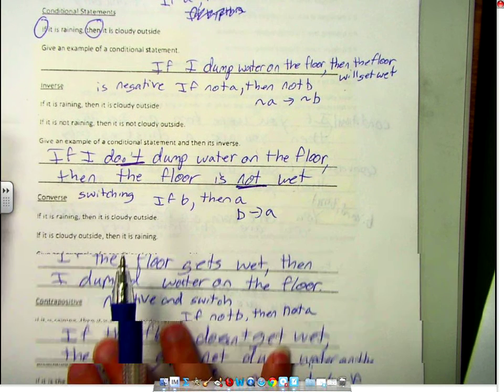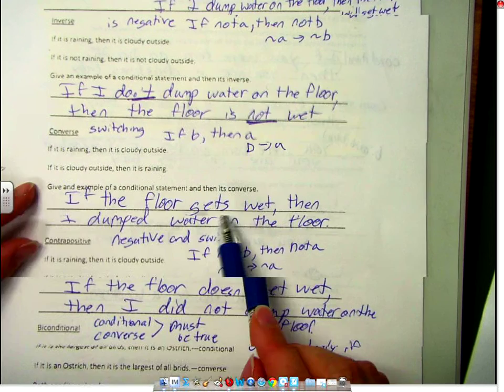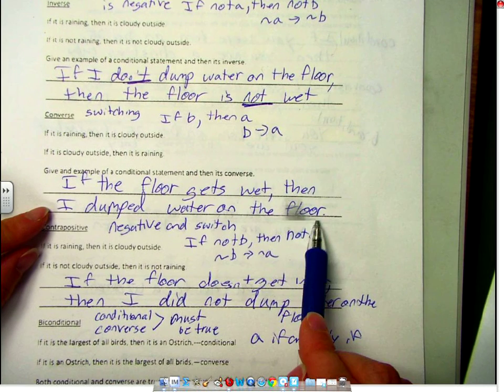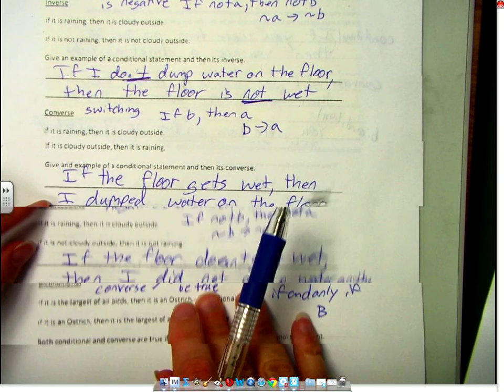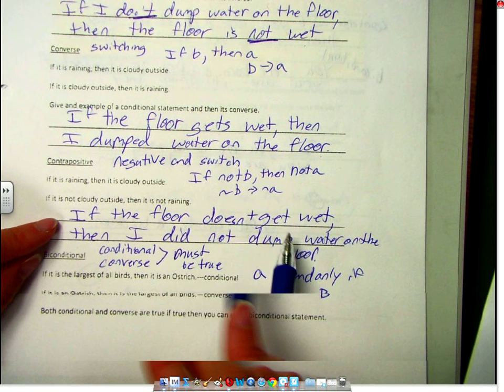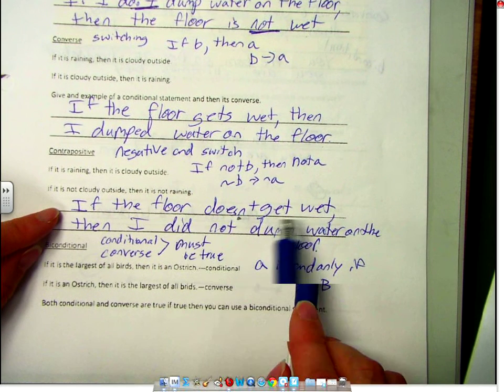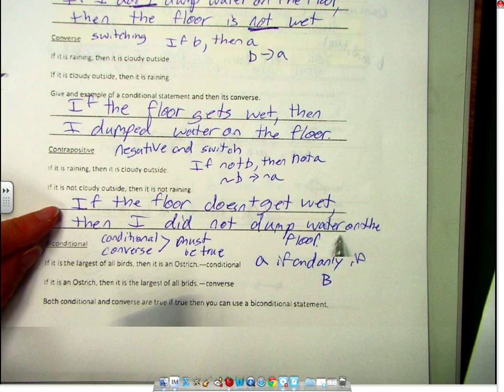Okay? Converse of that first statement, if the floor gets wet, then I dumped water on the floor. Contrapositive is flipping it and making it negative. If the floor doesn't get wet, then I did not dump water on the floor.